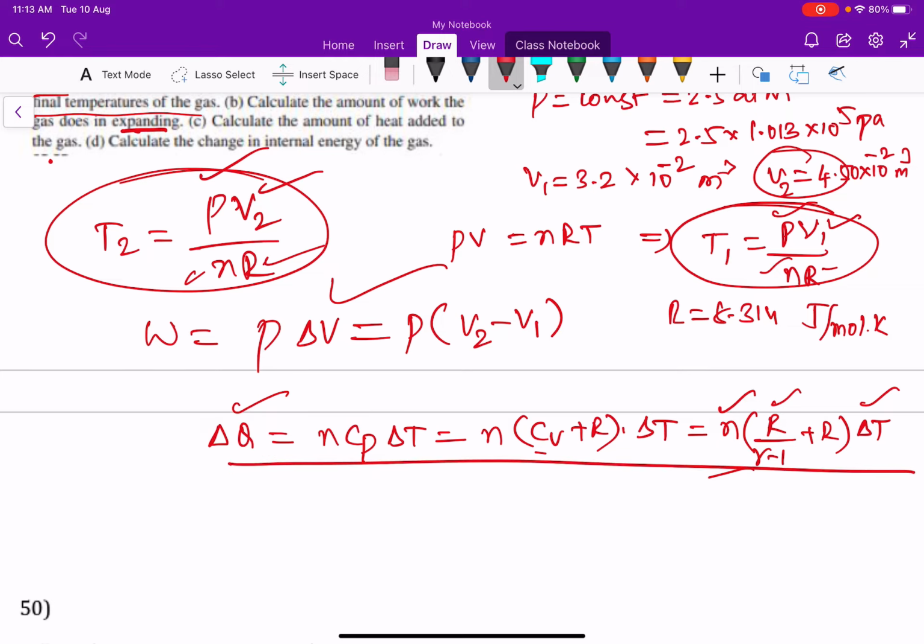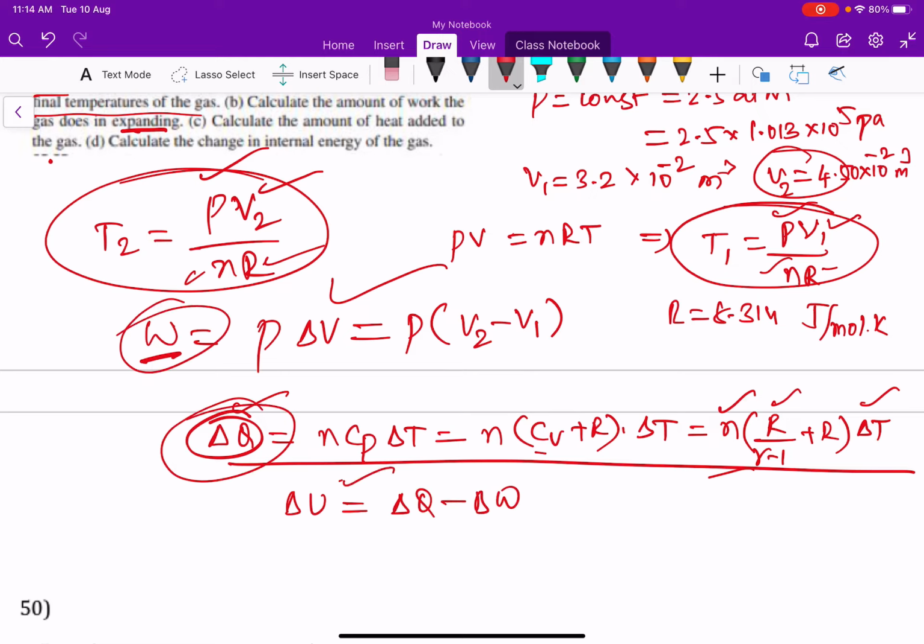By substituting all, you will get delta Q, and we know the W value and delta Q, so we can find the change in internal energy, that is equal to delta Q minus delta W. By substituting these values in this expression, you will get the answer for delta U also.